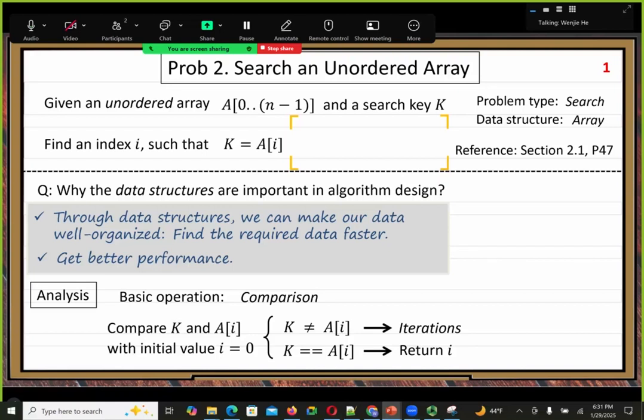Otherwise, we need to do more iterations. Compare with the next element in the array, and so on. But when we reach the last element, if we cannot find the given key in the array, we need to send some special information to the user telling them the key is not found, right?